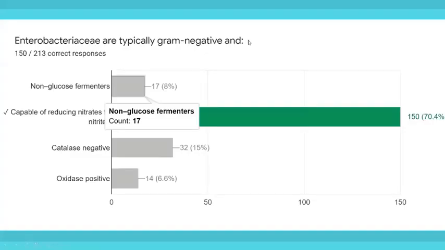Next question. Enterobacteriaceae are typically gram-negative and, as we have discussed a while ago, capable of reducing nitrates to nitrites. Letter A is incorrect since they are all glucose fermenters. Letter C is incorrect since they are all catalase positive. And letter D is incorrect because generally they are oxidase negative.